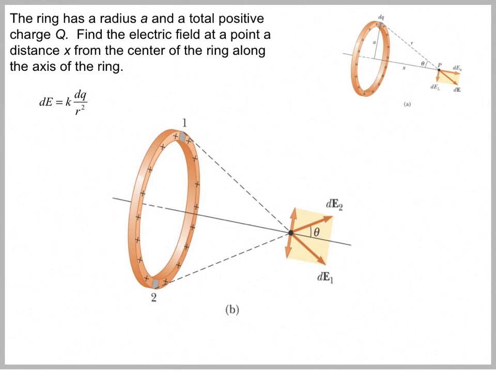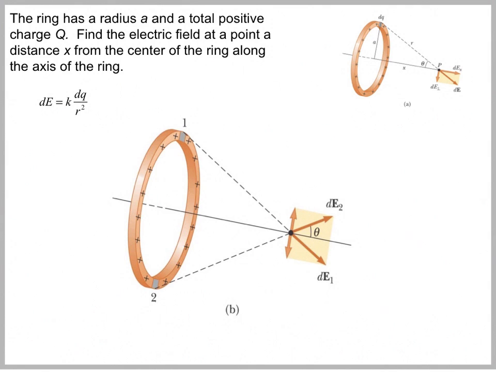But now let's look at this. As I look at the little charge at point 1, the electric field points off in this direction. But when I get down to point 2, the electric field is going to point up in this direction. Now remember, we need to add all these vectors up. I'm going to add all the way around, but let's just look at these two pieces that are opposite of each other.